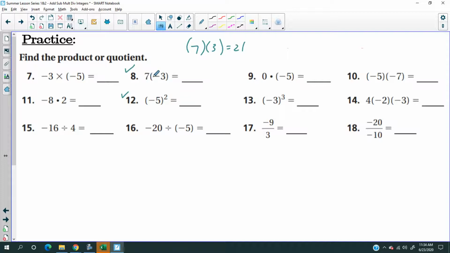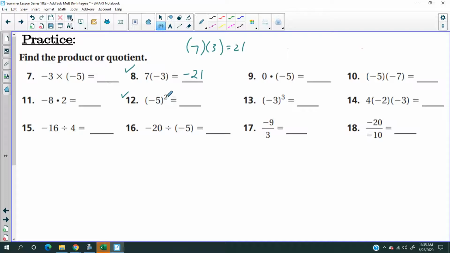All right. So here we have 7 times -3. So what's the operation here? Right, multiplication. Same signs or different signs? Different signs. So the answer always comes out different signs. What does the sign always come out as? Yeah, negative. Okay? All right.